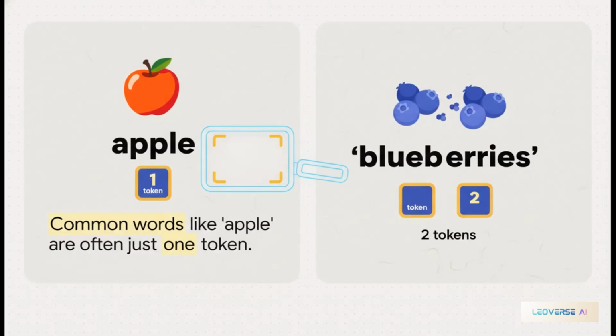You'd think one word equals one token, right? Not always. The word apple, that's one token. Simple enough. But blueberries, that gets split into two tokens, blue and berries. This is called subword tokenization, and it's a clever trick that lets the model handle a huge vocabulary, even brand new words, without needing a dictionary the size of a planet.